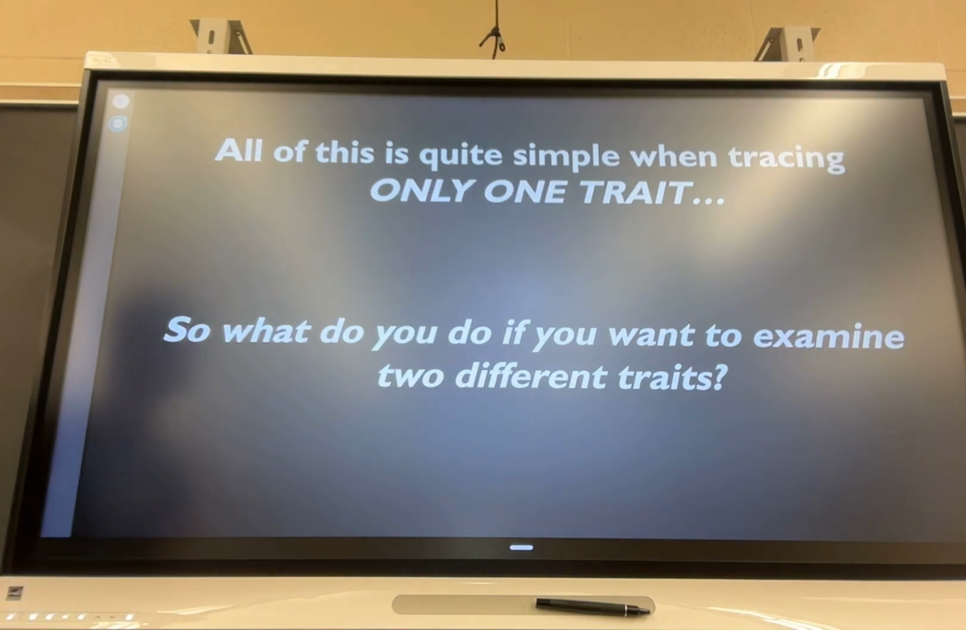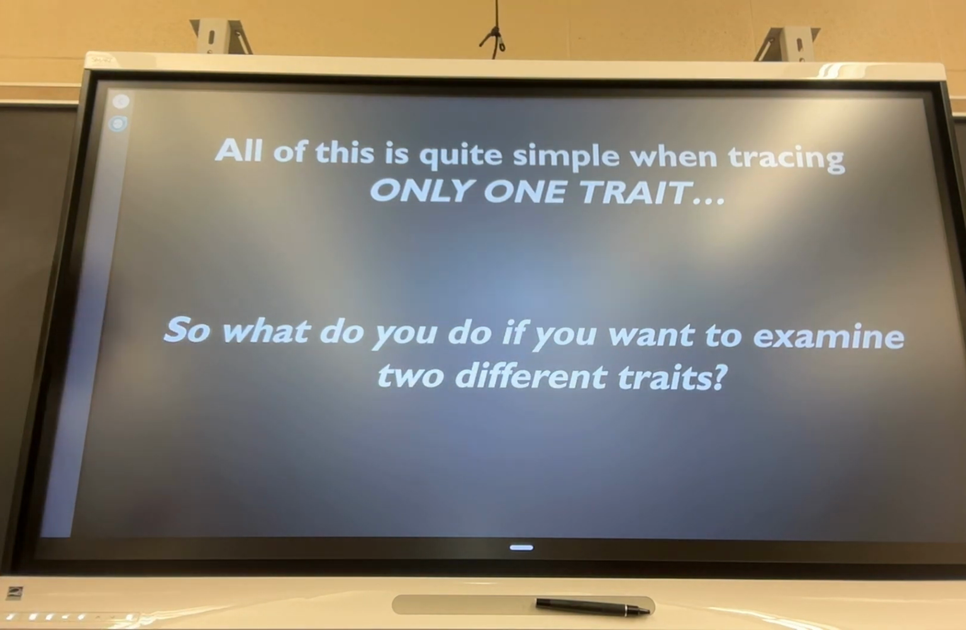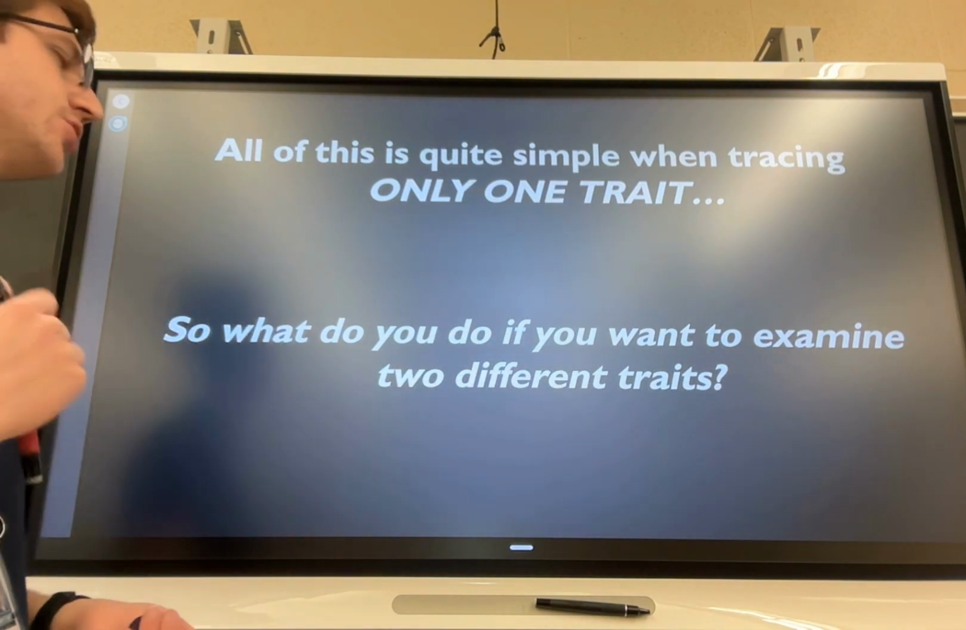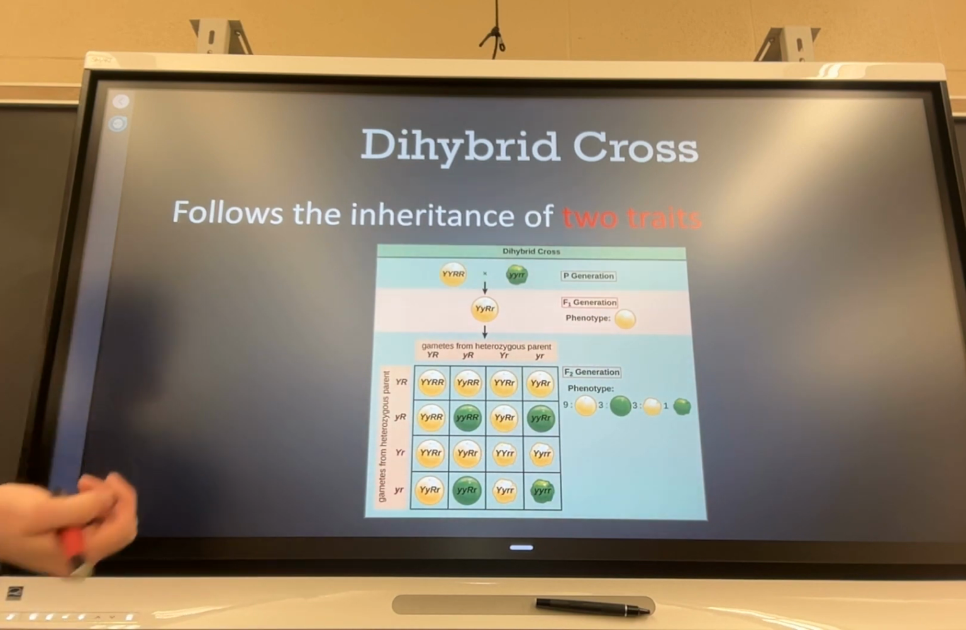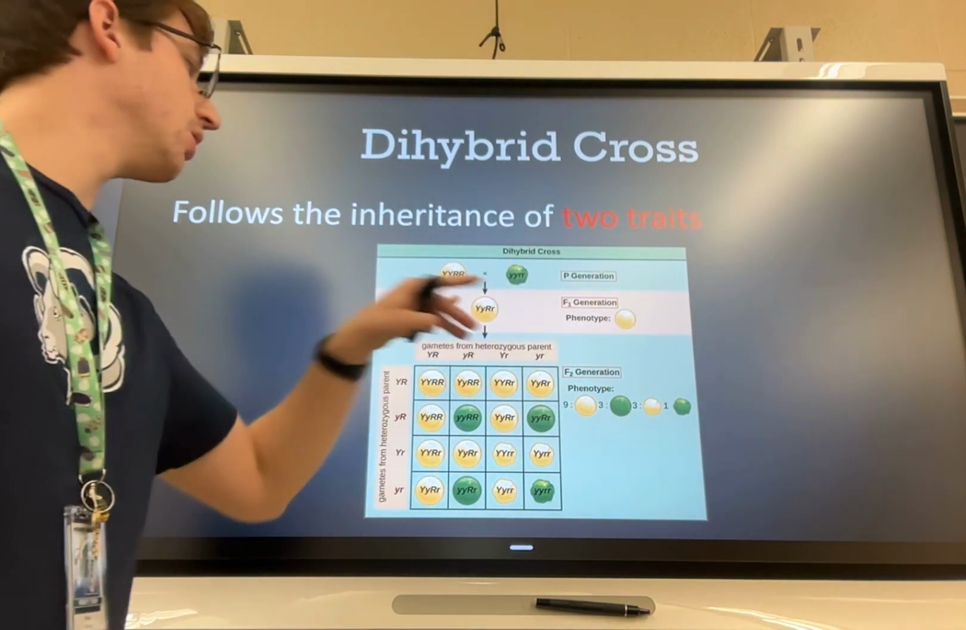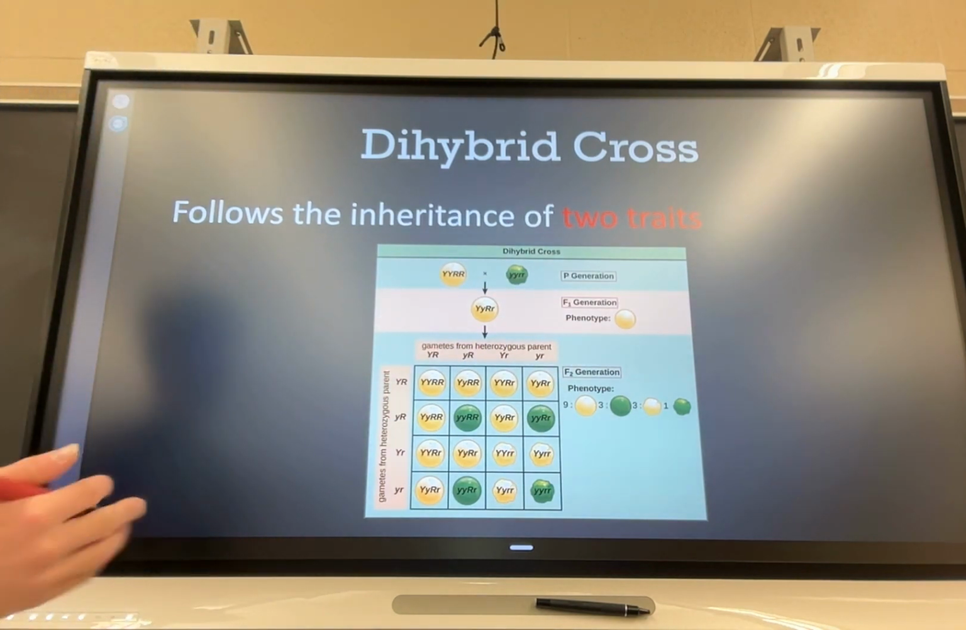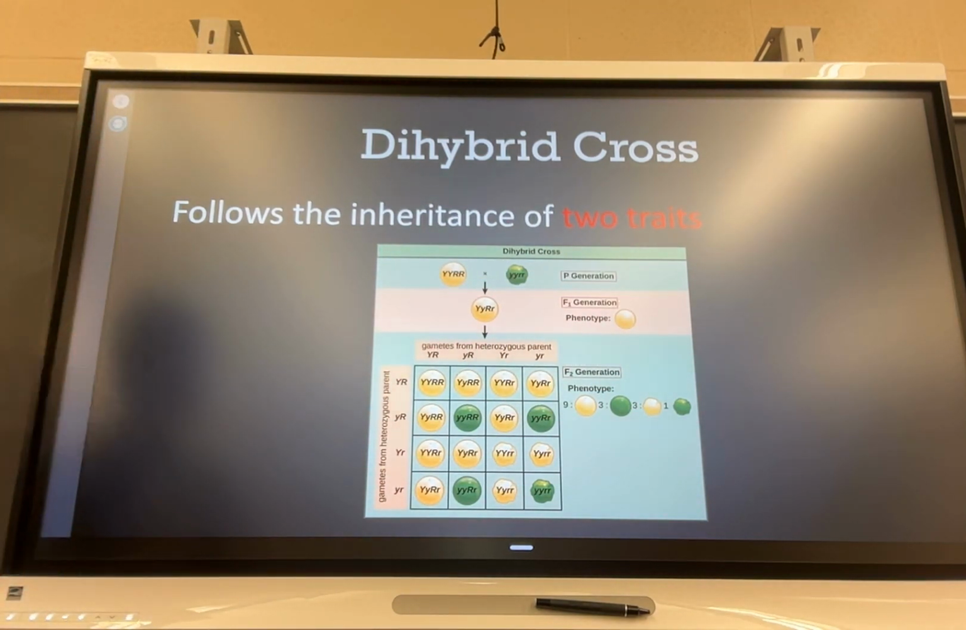So this is really simple when we're following 1 trait, but what happens if we get 2? This is called a dihybrid cross. This is where we're going to follow 2 different traits. So the way we do this, kind of like if you have seen in math class, we are going to use the distributive property to figure out what the potential gametes are going to be for each offspring.